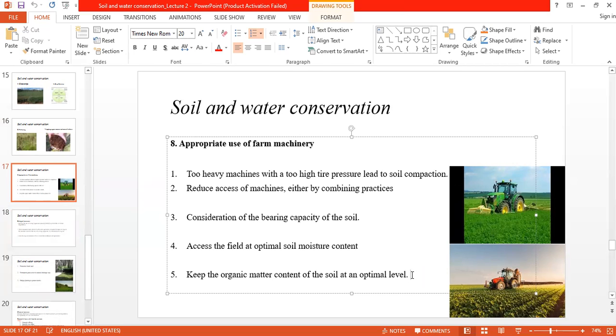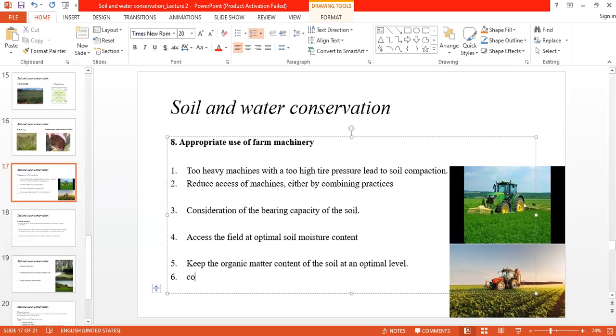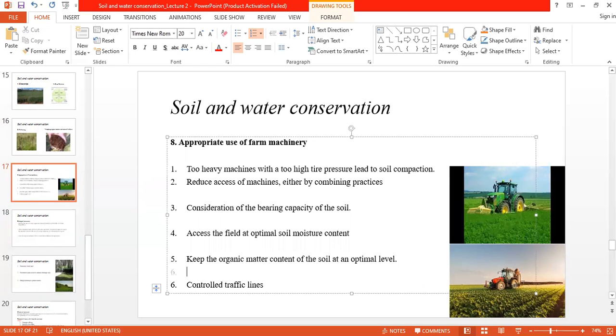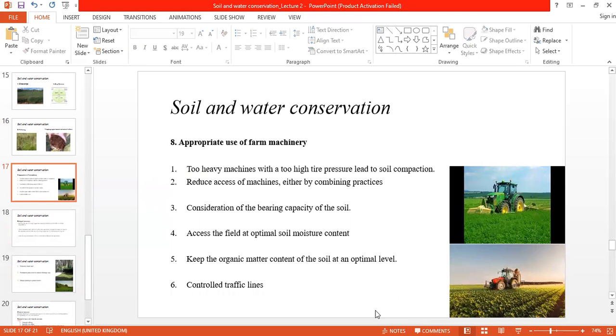Yeah, I think that's a good point. I think we should also add it on this PowerPoint, so we can say controlled traffic lines. So you pass through the same spots, such that you don't compact the other spaces. Okay, yeah, that's a good one.